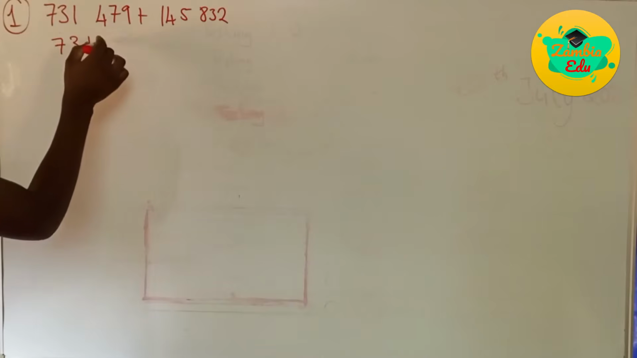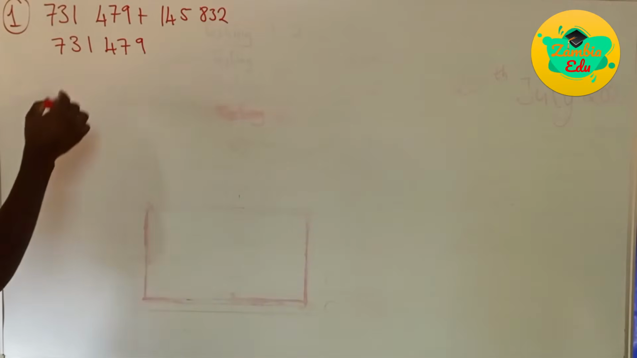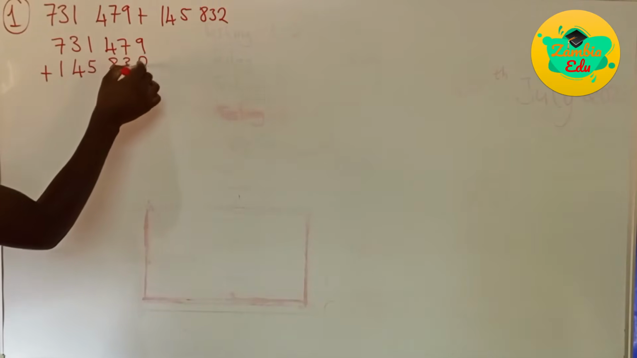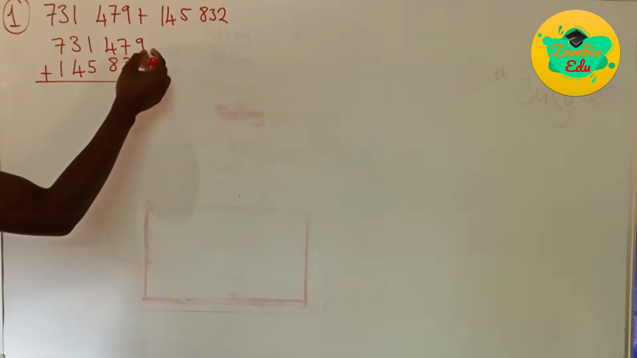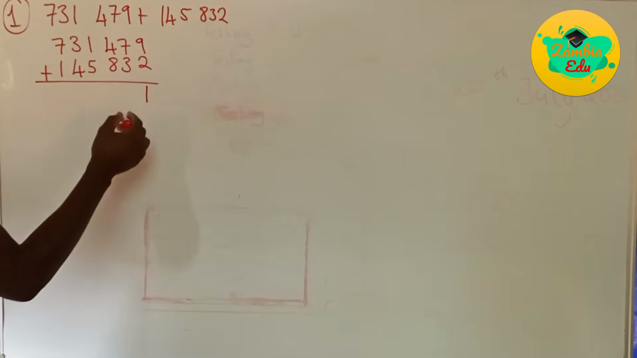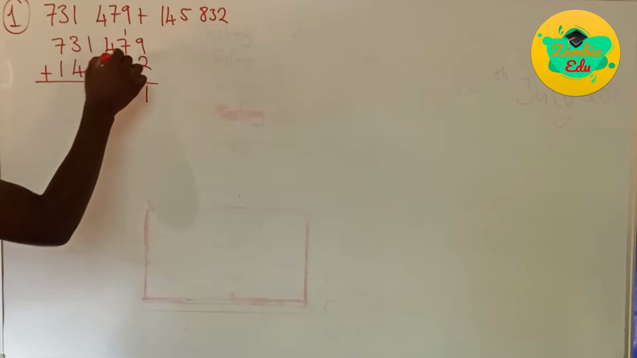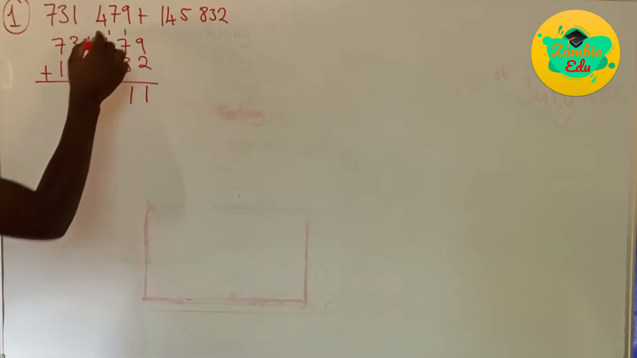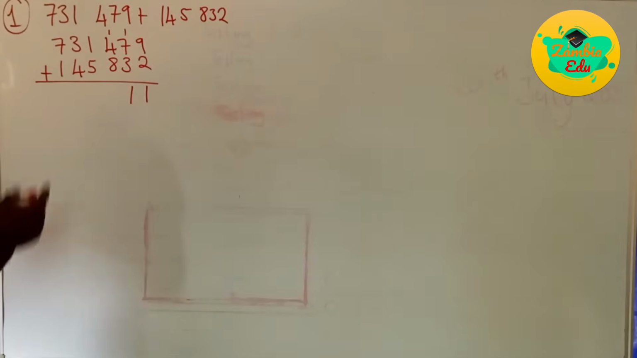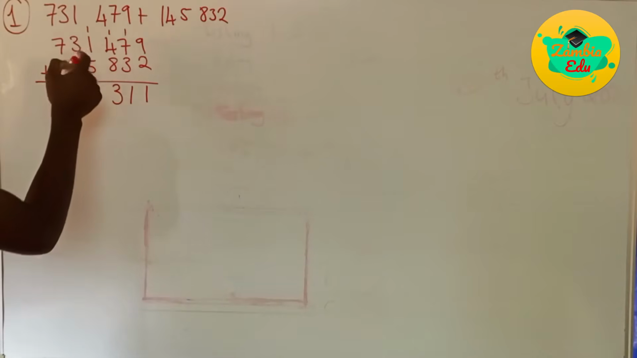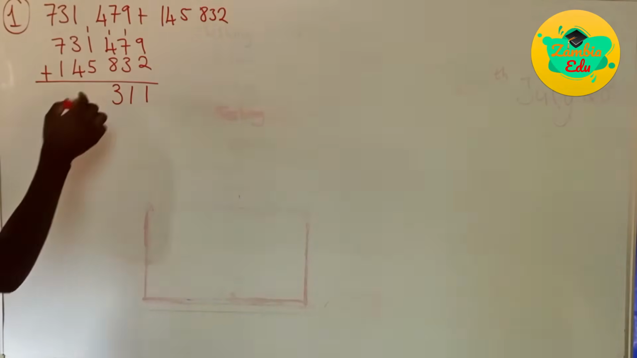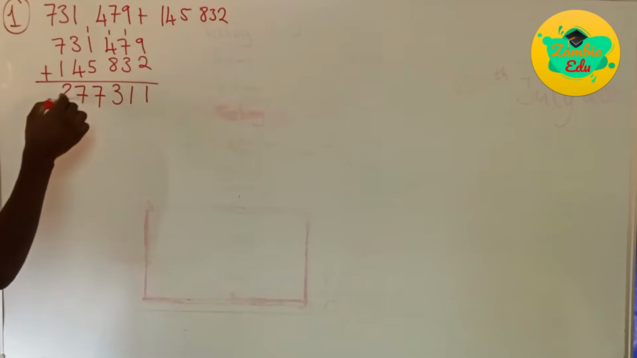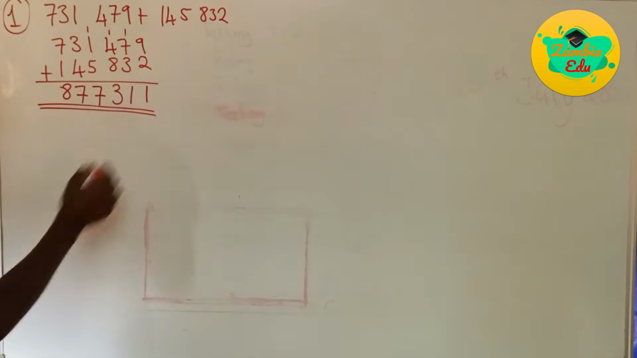731,479 plus 145,832, and you do your addition. 9 plus 2 there, 11, so 1 carry a 1. 7 plus 3 is 10, plus the remainder 1, you have 11, so 1 carry another 1. 4 plus 8 is 12, 12 plus 1, 13, so 3 carry 1. 1 plus 5 is 6, plus 1, you have 7. 3 plus 4, 7. 7 plus 1, you have 8. And that becomes your answer.